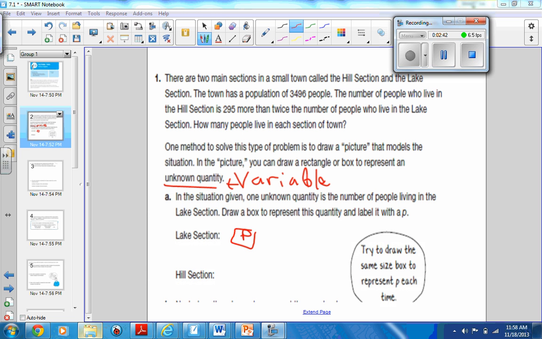I don't have it on this screen, but if you look on your paper on part B and read that along with me, it says next, draw 3 boxes to represent the people who live in the hill section. Label those boxes P, P, and 295. Why do you think these boxes are labeled this way? So you should have the 3 boxes drawn below, P, P, and 295 like that. And I want you to go ahead and answer B.